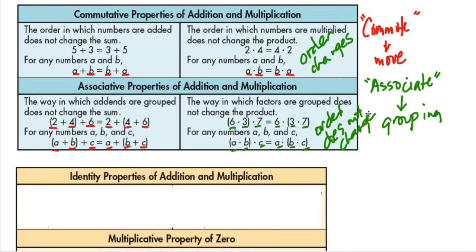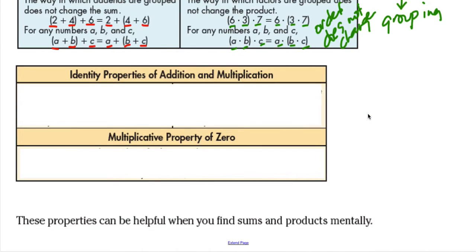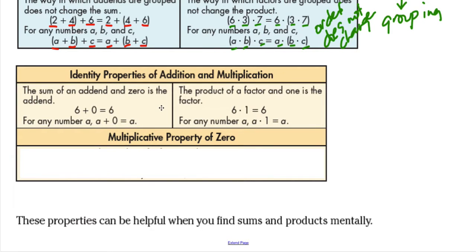Let's move on to the next property, and this property is the identity property of addition and multiplication. And these are the properties. For addition, the sum of an addend and 0 is the addend. So basically what it's saying is that the addend will be identical to itself when you add 0. That's why it's called the identity property, because you have 6 and 6, identical to each other. For any number, A plus 0 will always be A, and that is in symbols.